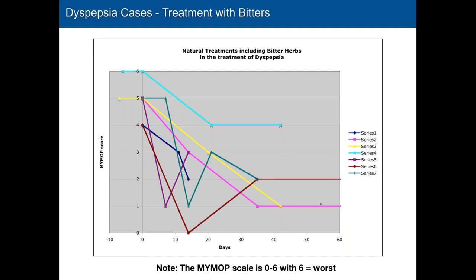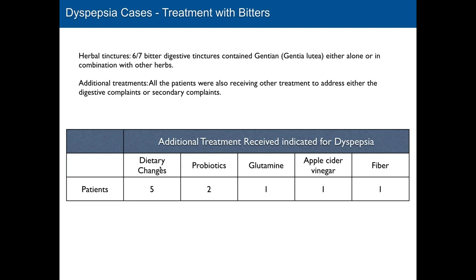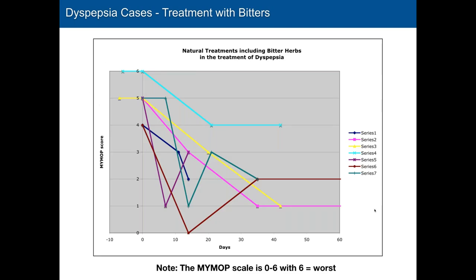And what I did was I went through the database with the students' cases and looked at all the students that were taking bitter herbs for indigestion, so anyone who had indigestion that fit the criteria that we're using. They may have been doing other things in addition to the digestive bitters, but you can see the general trend is when people have indigestion, if you give them bitter herbs, and some of these people also had dietary change, most of them had dietary changes, probiotics, glutamine, apple cider vinegar, fiber supplement, the trend is they got better.